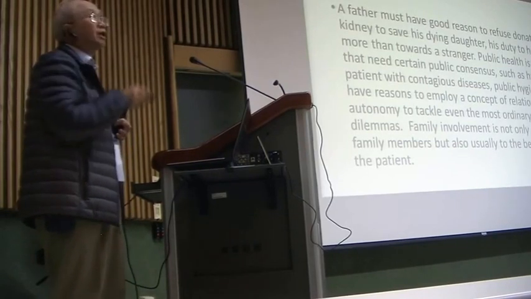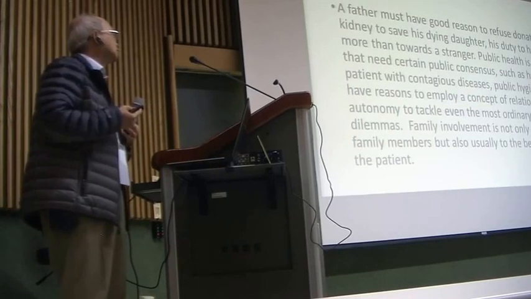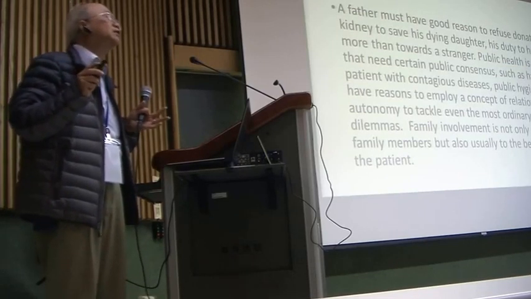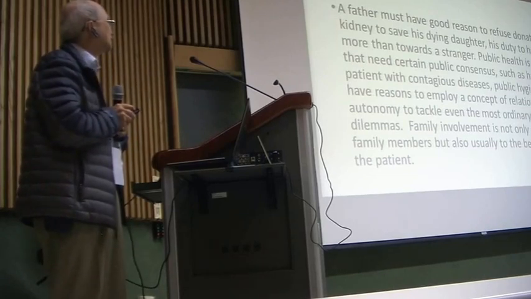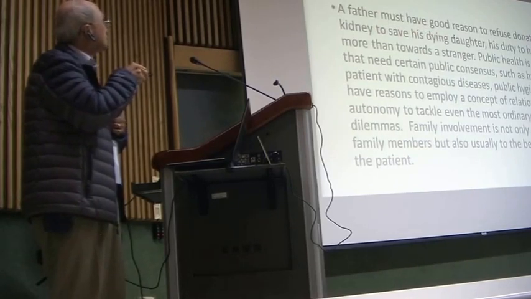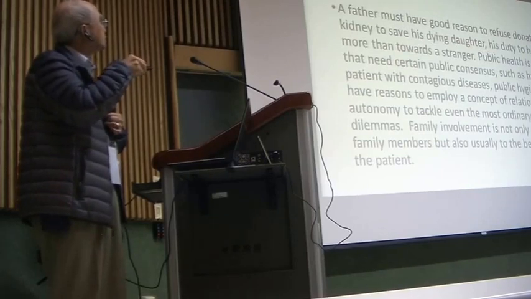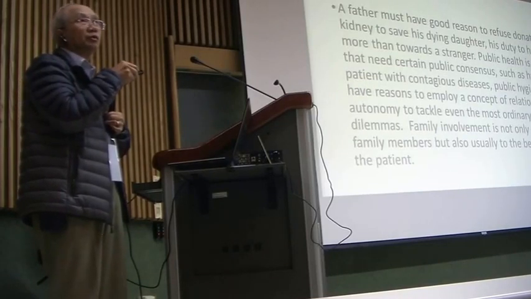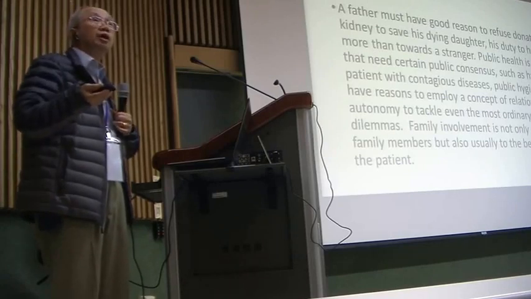Now the family went to check who is compatible. The mother is incompatible. The father is compatible. But he didn't want to donate a kidney to save his daughter. Now, my view is that unless the father has good reason to refuse to donate his kidney to save his dying daughter, otherwise he has the duty to donate his kidney.